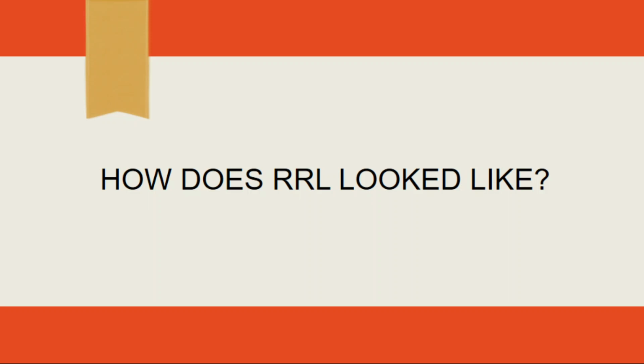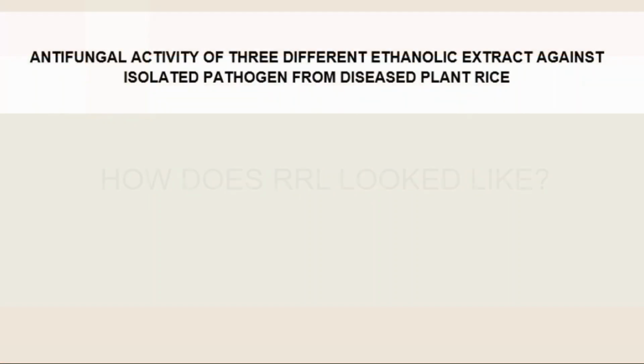So I just want to clarify the things that you need to do in writing your related literature. Okay, so how does your review of related literature look like? Let's have a sample problem. We have an example here: antifungal activity of three different ethanolic extracts against isolated pathogen from disease plant rice. Okay. So this is one of the theses I advise. Let's have this example.